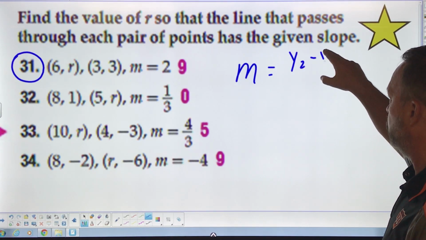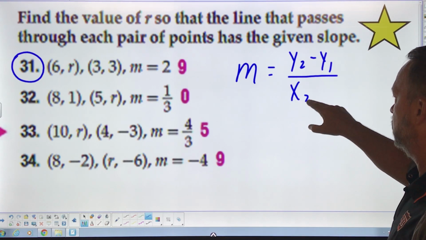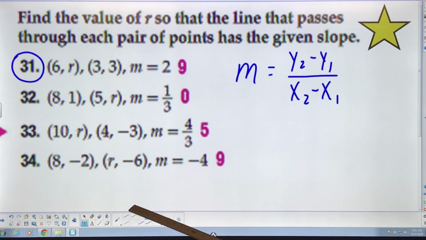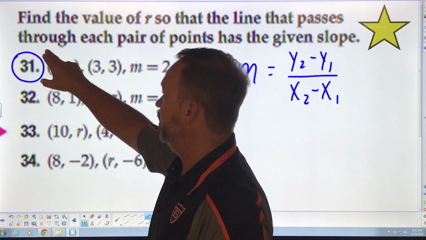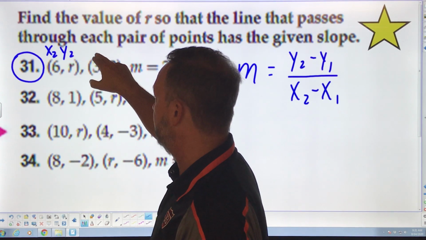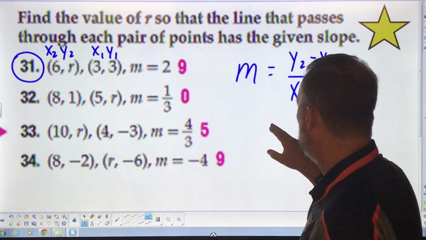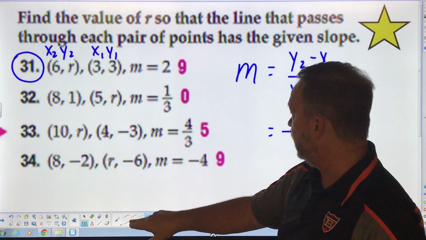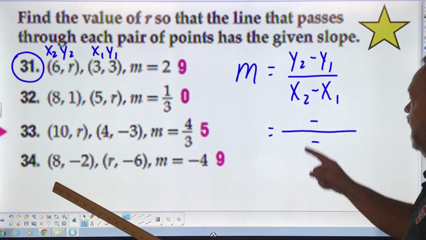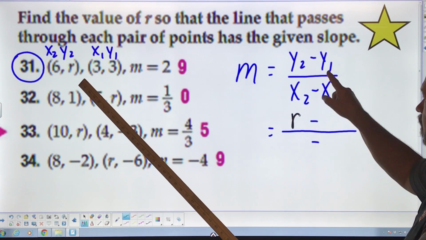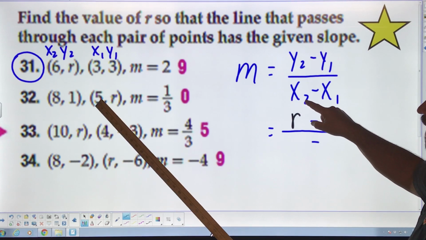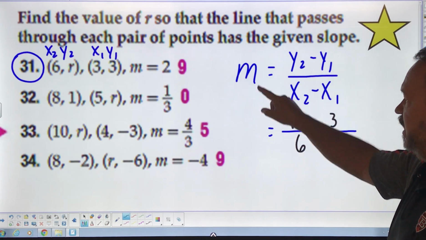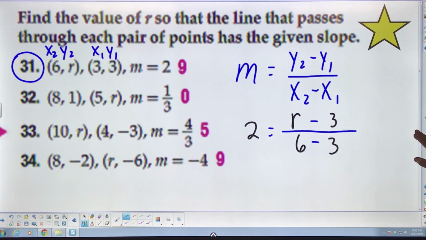So we have y2 minus y1 over x2 minus x1. Remember this formula? Of course, it's the slope formula. And we've got all the pieces and parts here to plug into the slope formula beautifully. So let me call this my x2, y2, which is my habit, and this is my x1, y1. I'm going to do my normal fraction bar with my minus signs, and plug all my people in the place where they belong. So my y2 is r, my y1 is 3, my x2 is 6, and my x1 is 3, and my m is 2.